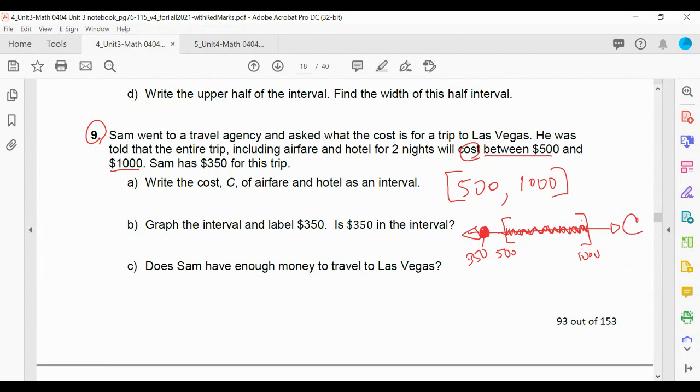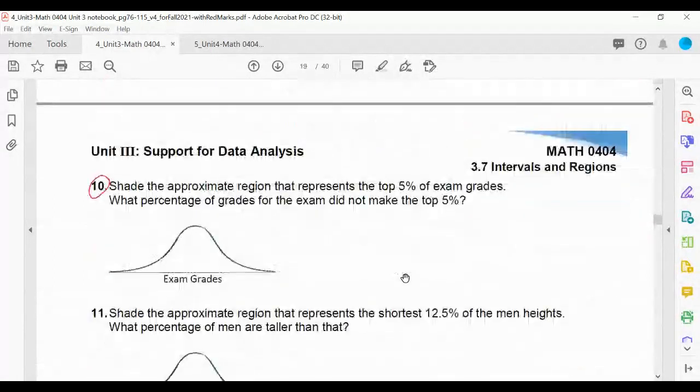Now the question is, is 350 in the interval? The answer is no, and you would write a complete sentence for us. Is 350 in the interval? No, $350 is outside. It's to the left of that interval. So does Sam have enough money to travel to Las Vegas? And the answer would be no, he does not have enough money to travel to Las Vegas. He would have to be inside the interval to be able to travel to Las Vegas.